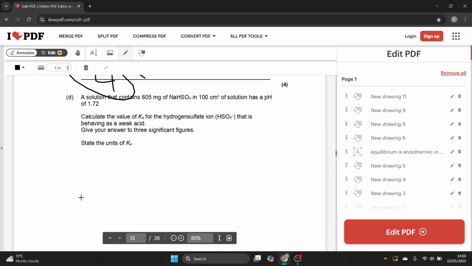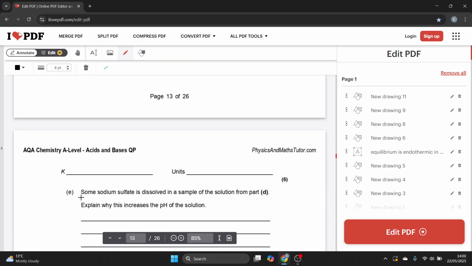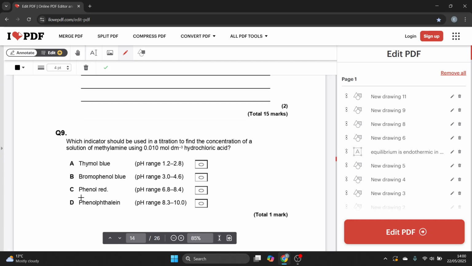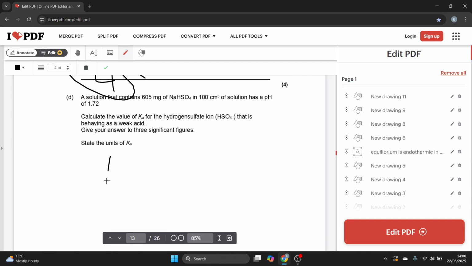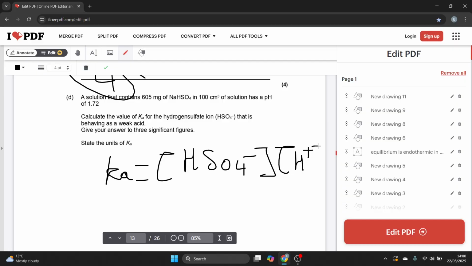Okay. Bit of a weird one. 6 marks, and then a 2 marker, and then it wants me to calculate the value of Ka, and it said the units of Ka, which I've never seen in a while. I've never seen that before, have I? So Ka is the concentration of, in this case, HSO4 minus, H plus, over HSO4.